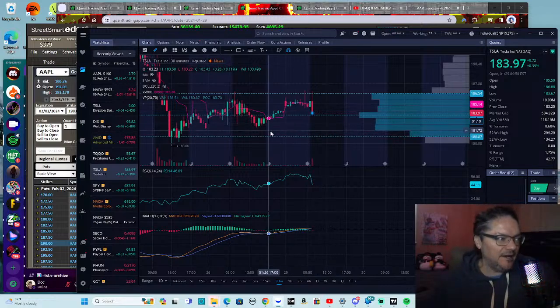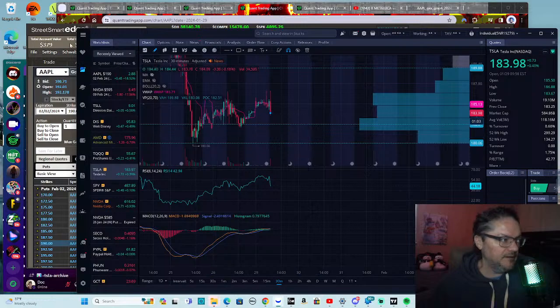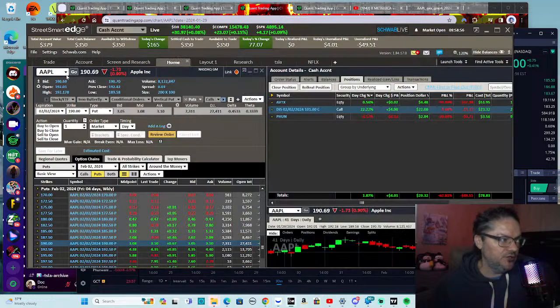But I think that Tesla at least will try this 180 again here. Nice flag action down to 180. And let's see what that looks like. It's probably just out of our price range.